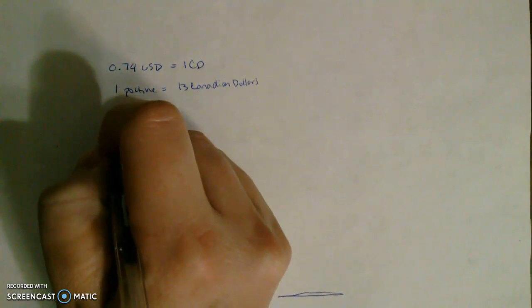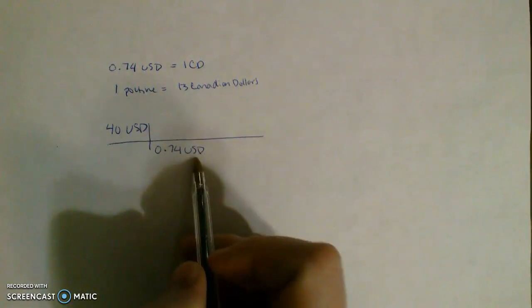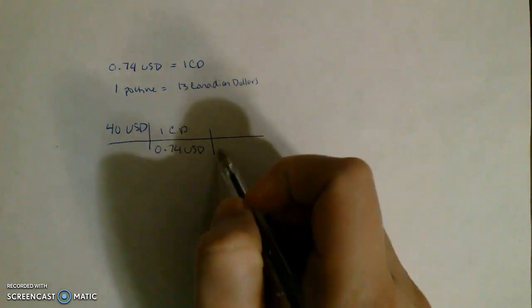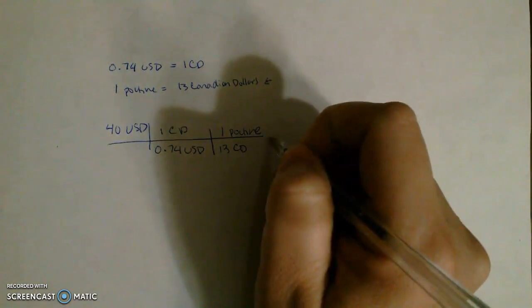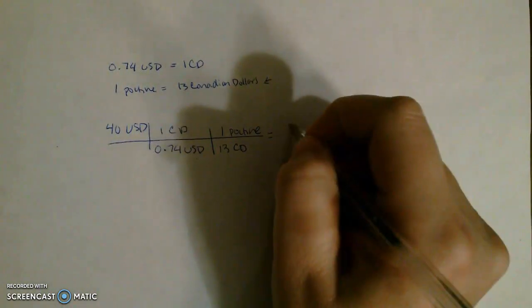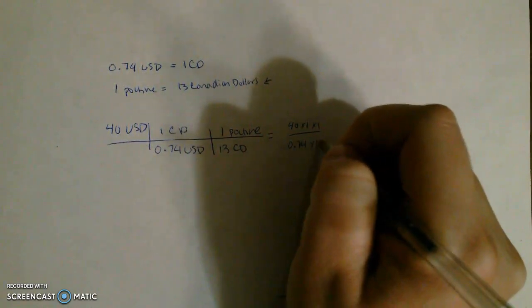So $40, 40 US dollars. I'm trying to get to poutine. Well, I need to first get rid of US dollars. So I'm going to be putting it here for it to cancel out. 1 Canadian dollar goes on top. Oh, and then 13 Canadian dollars, this one here, gets us one dish of poutine. Alright, so it turns out that I'm going to be multiplying 40 by 1 and 1 and dividing by 0.74 times 13.